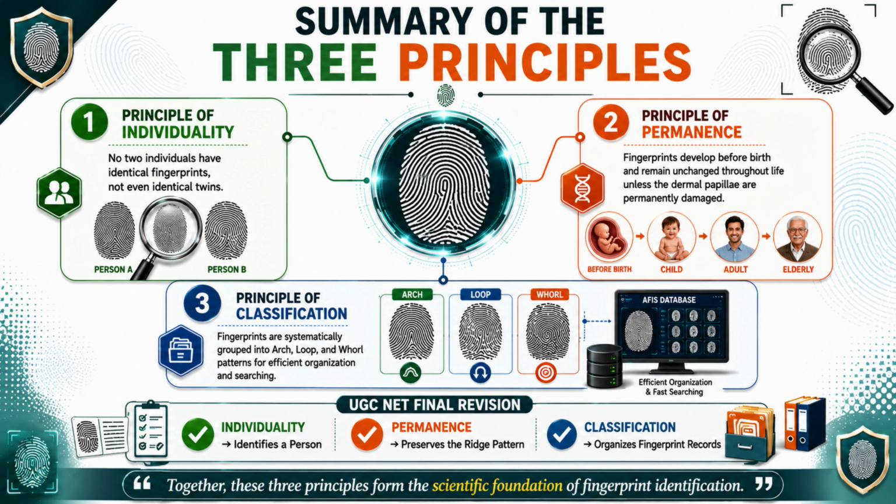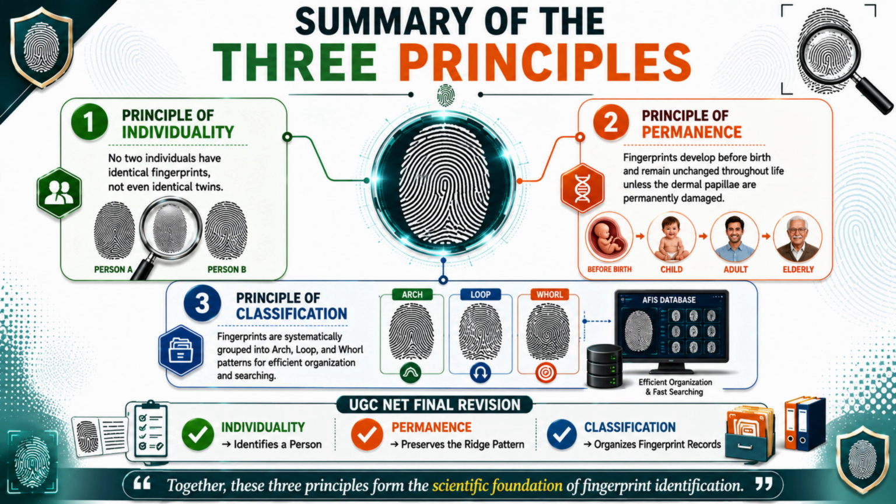Next you ask, "Will I recognize you after 10 years?" The answer comes from permanence because fingerprints remain unchanged. Finally, you ask, "Which classroom should I place you in?" The answer comes from classification because fingerprints are organized into groups. So remember, individuality identifies, permanence preserves, classification organizes. If you remember these three words, you will never confuse the principles in the examination.